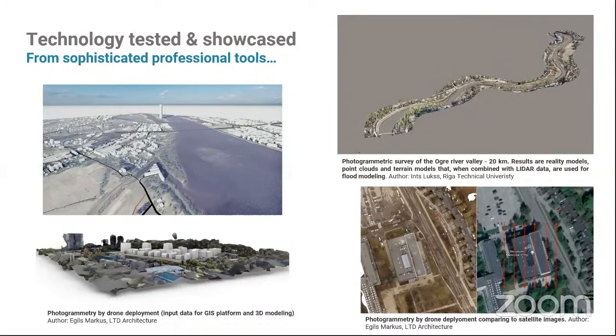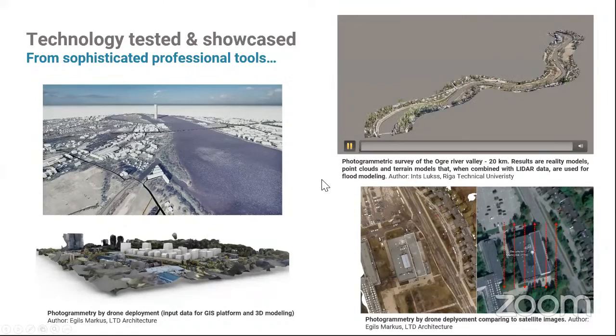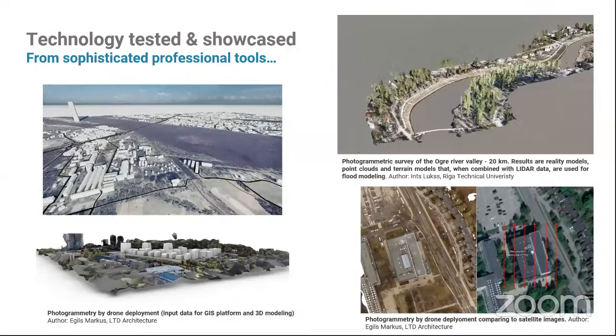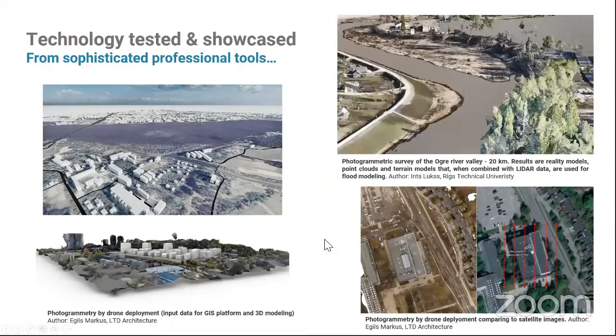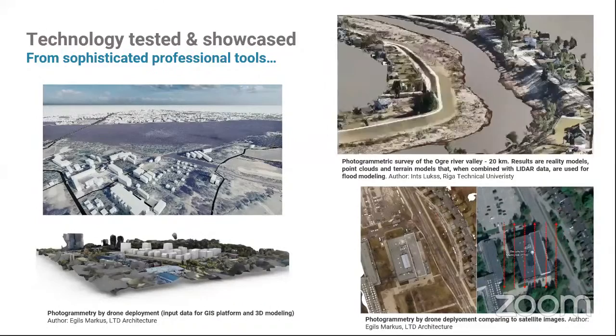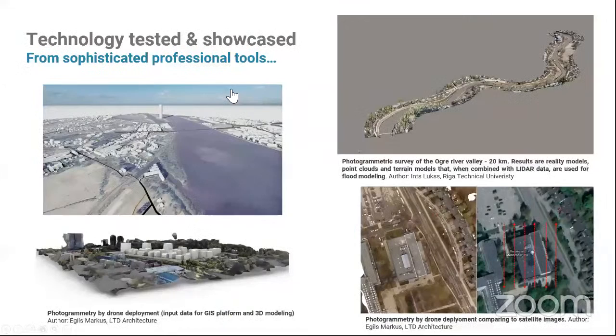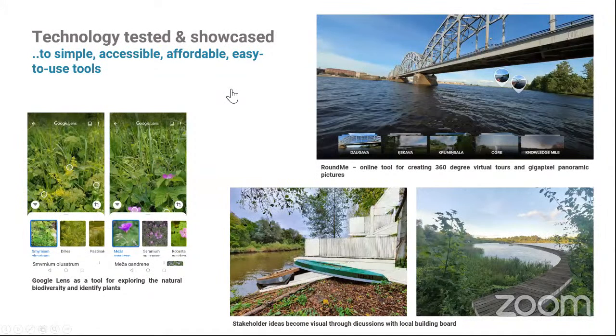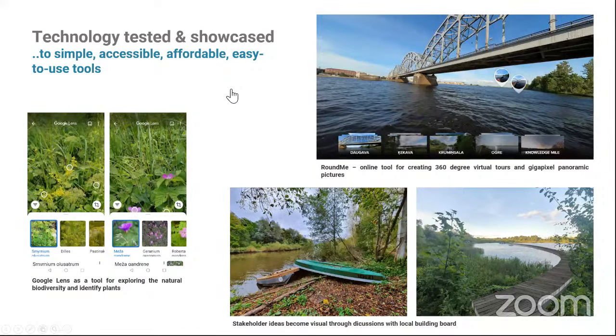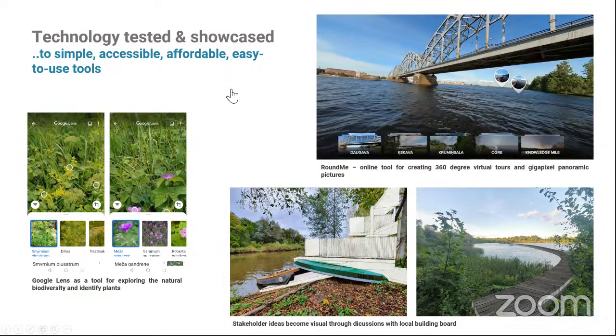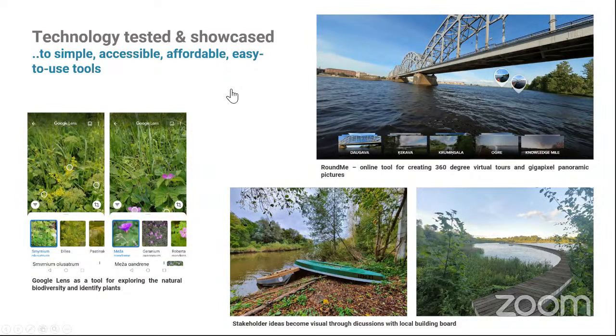The technology tested and showcased ranges from sophisticated professional tools to accessible, easy to use tools that do not require deep tech knowledge and large investments. We used photogrammetry by drone development to map our case areas and gather input data for a common GIS platform and for some 3D models. For example, mapping the Vagri River valley, which when combined with LiDAR data is used for flood modeling and management. We use simple tools like Google Lens to map existing biodiversity on sites and engage stakeholders simply by using their phones. Another tool we used was RoundMe, an online tool for creating 360-degree excursions, basically VR tours, to make materials created by Augmented Urbans available for everyone.